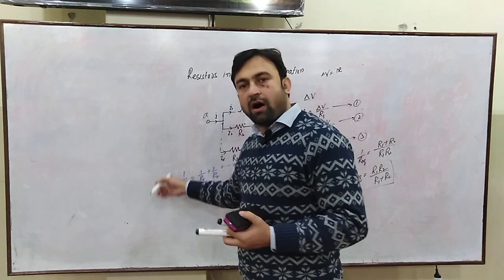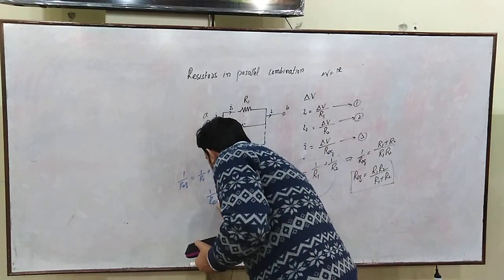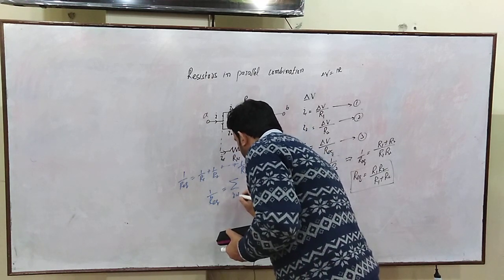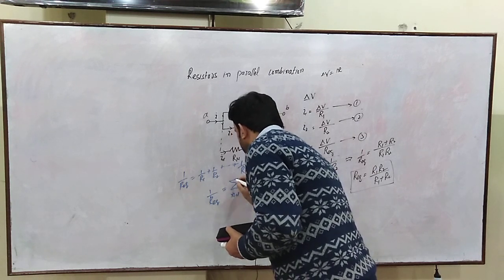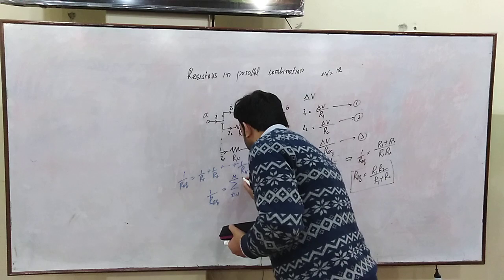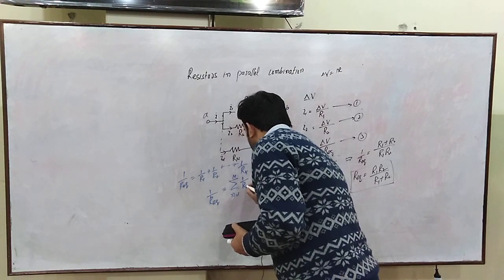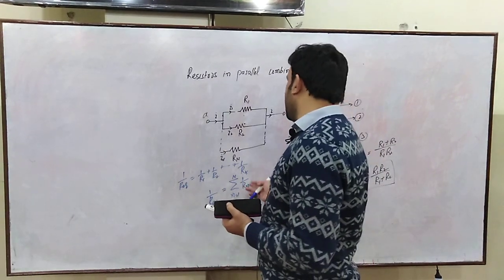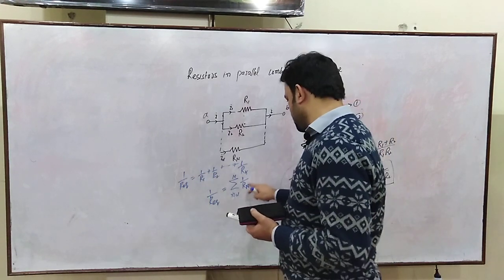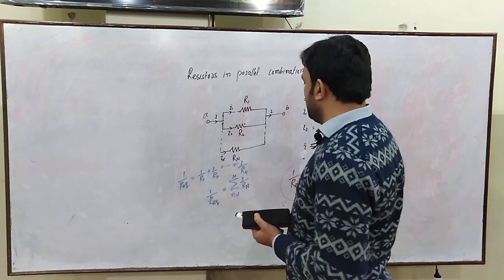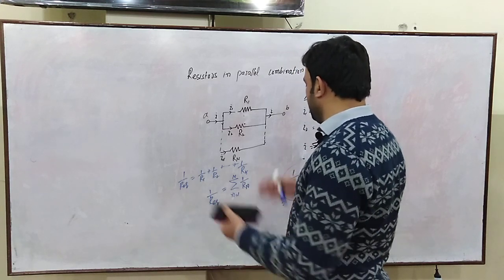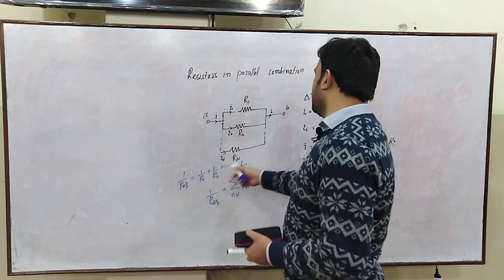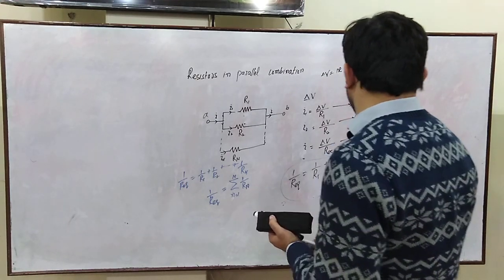I can write this equation in the form of a summation. So 1 over R equivalent is equal to the summation over n from 1 to capital N of 1 over Rn. In this way I can add up the reciprocal of each resistor in parallel combination, and then again I will take the reciprocal of the sum of the reciprocals of each resistor, then I will get the equivalent resistance.